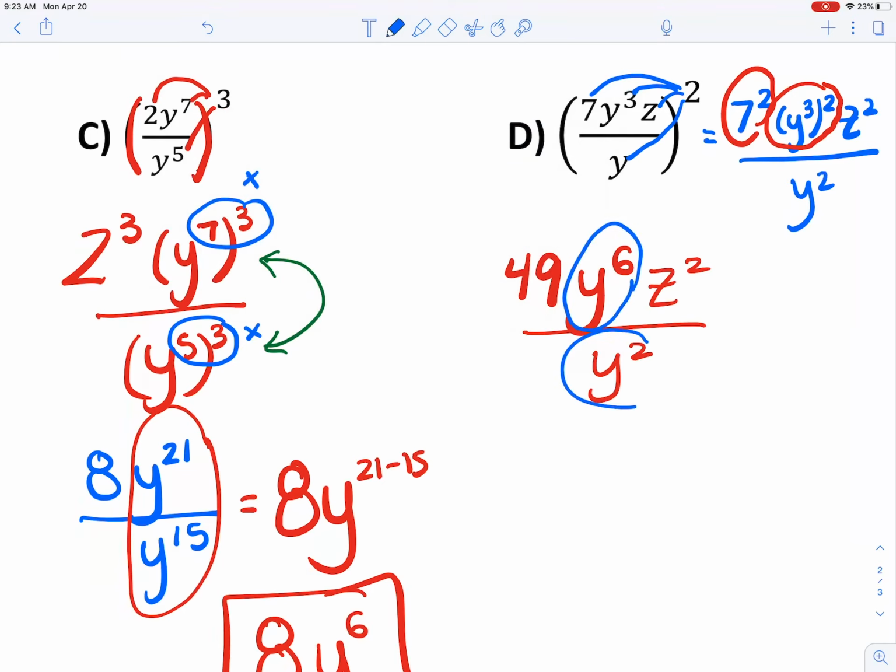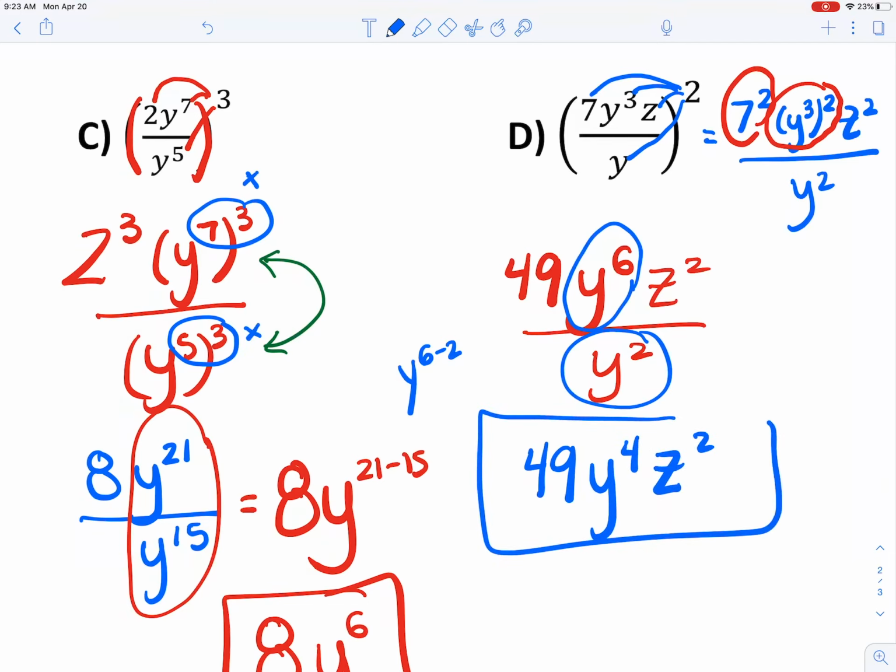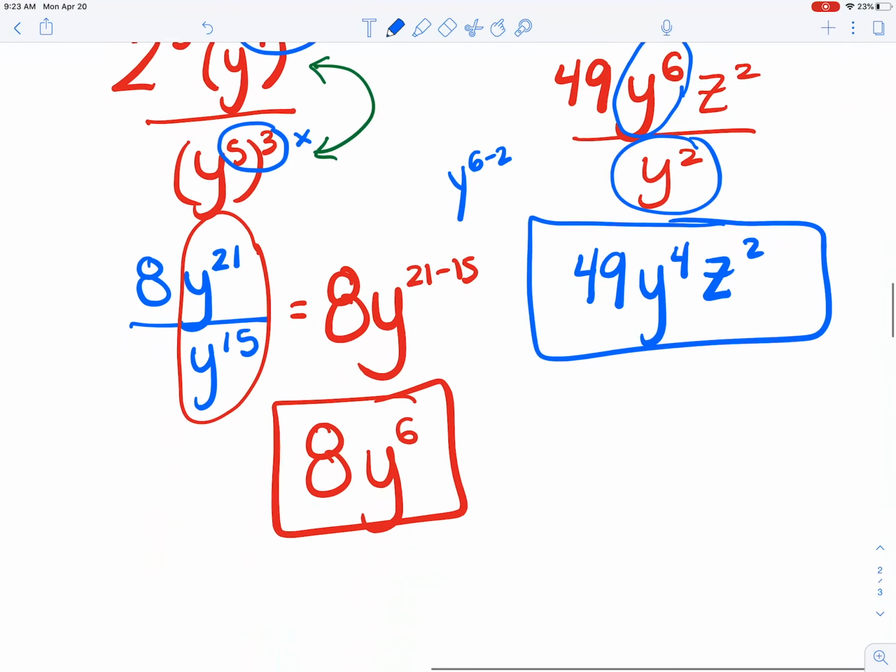Now I'm going to look at what's the same. Well, there's y to the 6 on the top, and there's a y squared on the bottom. If I am dividing two powers with the same base, I subtract the exponents. So we have 49, y to the 6 minus 2, that's y to the 4. And then z squared, I can't simplify anything. So this is your final answer for letter D.